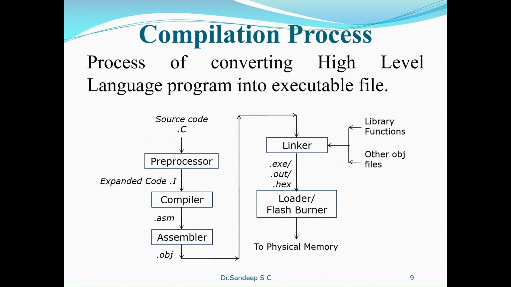So this is the consolidated compilation process, how exactly the things are happening. We started with the source code, then the preprocessor, then we generate an intermediate file .i, then comes the compiler which converts the .c to .asm, then .asm is given to the assembler which will generate an object file, then that object file is given to the linker, where the library functions and other object files are linked and the executable is generated. Then we use a loader or a flash burner to load it to the memory for execution.